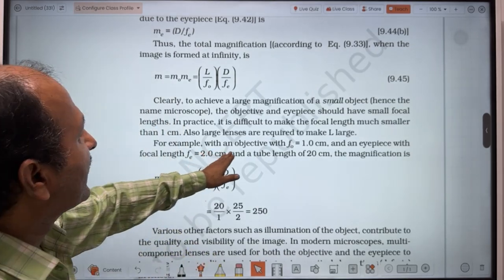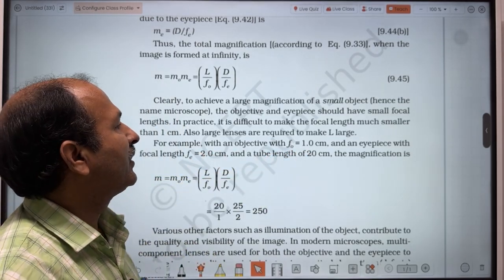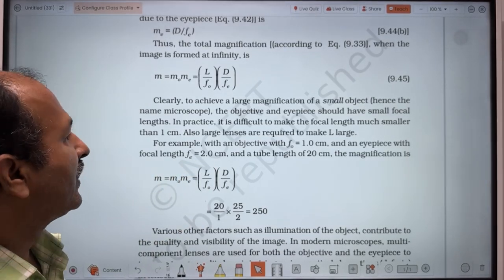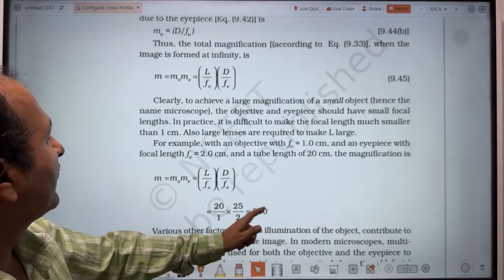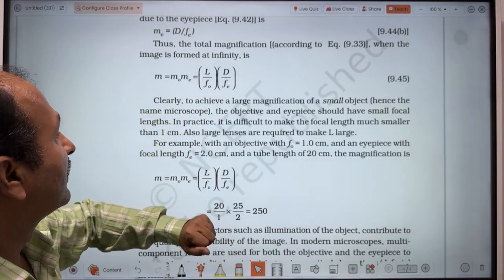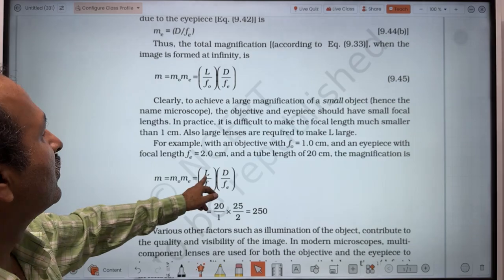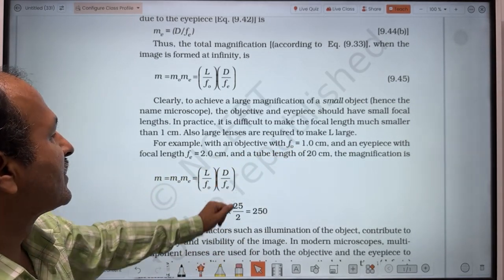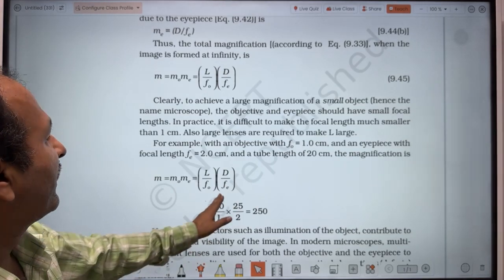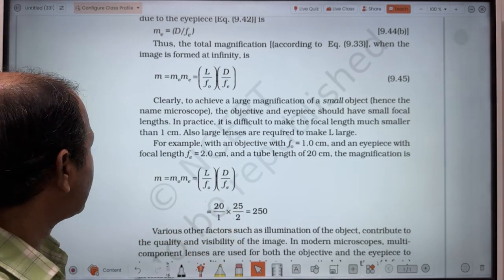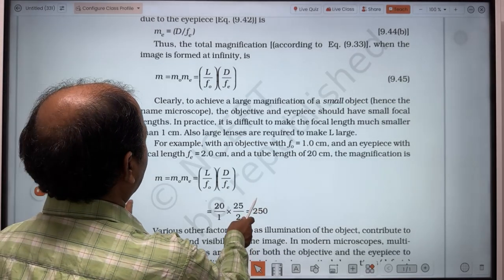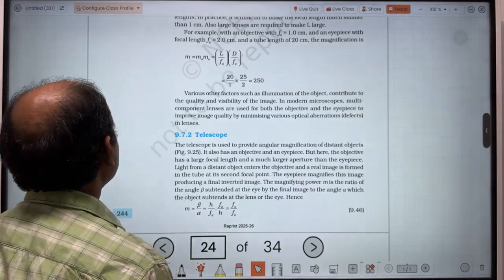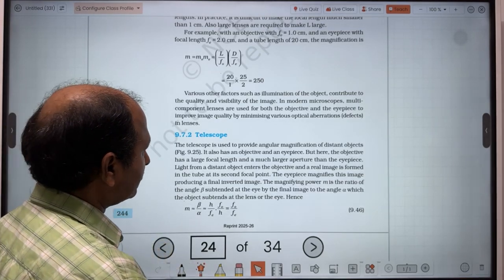The example says, with an objective with f(o) equal to 1 centimeter and an eyepiece with focal length f equal to 2 centimeter and a tube length of 20 centimeter, the magnification is... L is the tube length, right? So M equal to M(o) M(e), the tube length is given as 20, f(o) is 1 centimeter, the least distance of distinct vision is 25, and f(e) is given as 2. We simplify, so we will get 250. Clearly, the magnification is large as compared to the simple microscope.